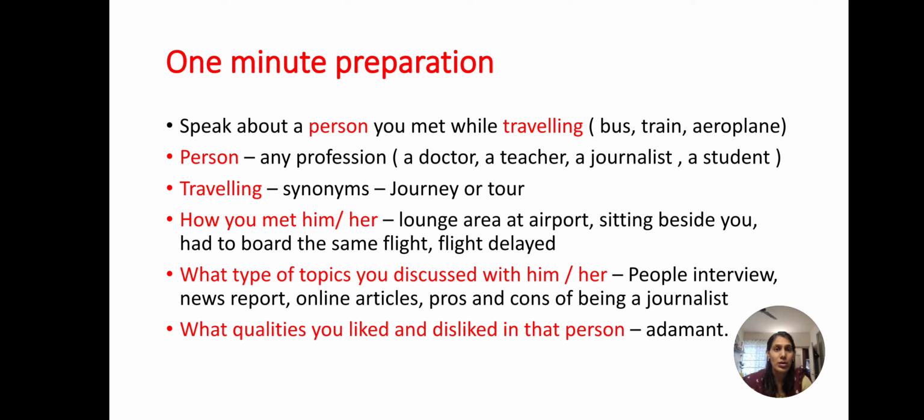Now, the second pointer, what type of topics you discussed with him or her. If I'm picking a journalist, I'm going to talk about journalism because I know what work a journalist does. I'll talk about how he interviews people, about his news reports, about his online articles, and most important, about the pros and cons of being a journalist. Similarly, if you want to pick any other profession, a doctor or a nurse or a student, you know what activities they do in their job. So you can quickly think over it and bring those points into your discussion.